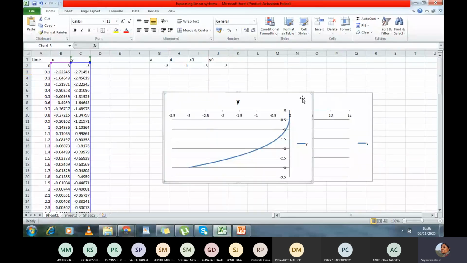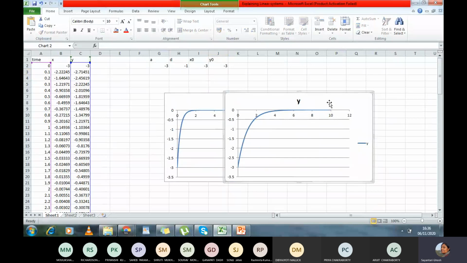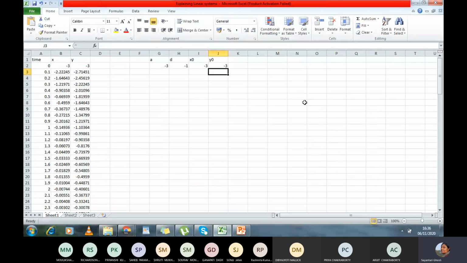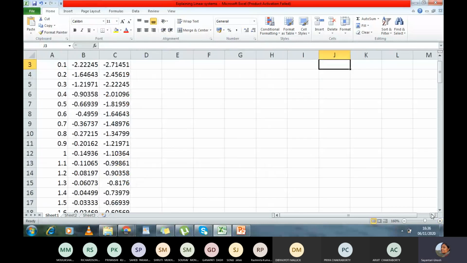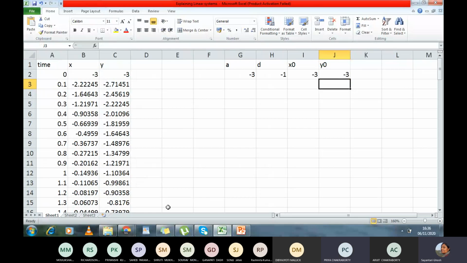So let us begin with something really simple, and let me explain what I am trying to do here. I have an Excel file here. I guess you can see it. Can you see the Excel file? Yes, ma'am. Okay, so let me explain what I was trying to do in the last class.